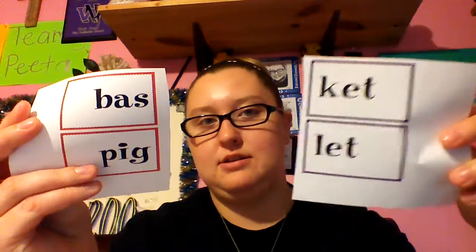And then after we did that, we would start the other worksheet, the pattern matchup. And these are color-coded for them. We have a red set, which is the beginning, and a purple set, which is the end. So I would have out basket for them, and it would be bask and then kit. And I would ask them, when you put it together, what does it make? And they would say basket.